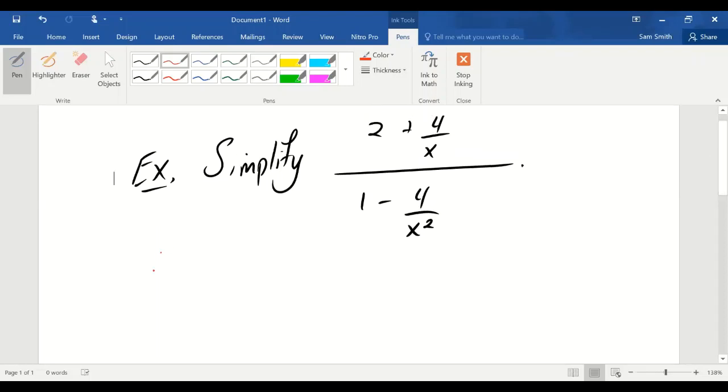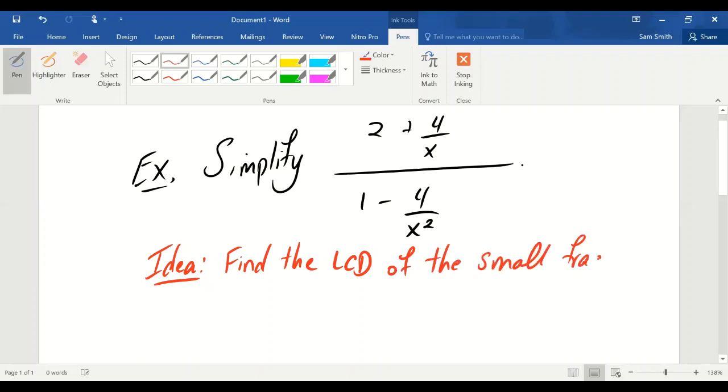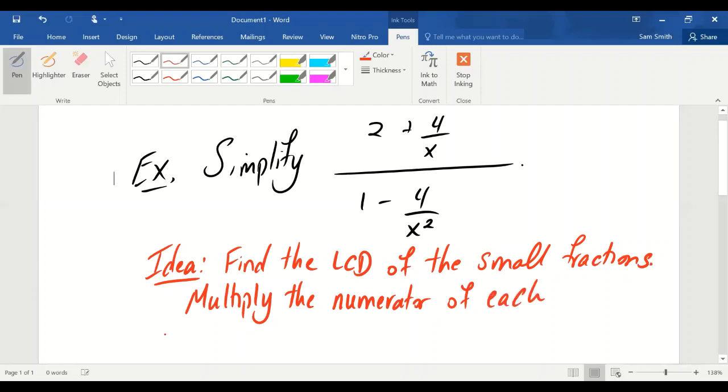So here's the basic idea. We have two layers of fractions here. I will call them big fractions and small fractions. And the idea is to, first of all, find the least common denominator of the small fractions. And then the idea is to multiply the numerator of each small quantity by this LCD. So what do I mean?